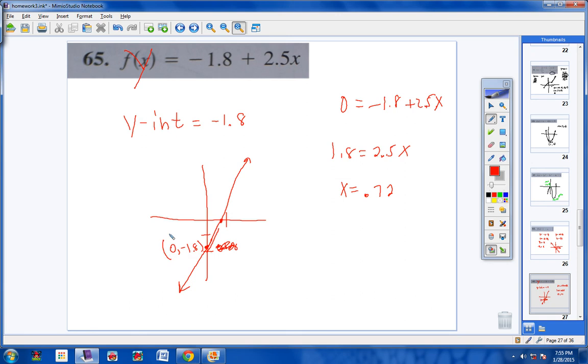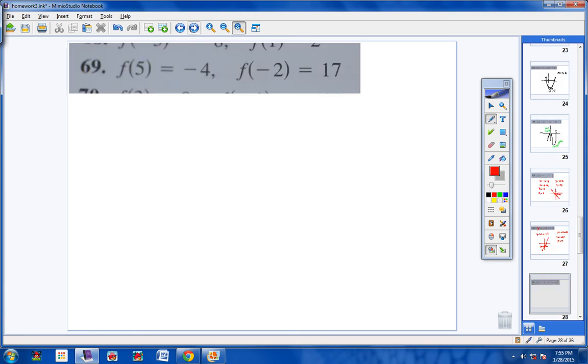Alright, okay, moving on to number 69. 69 and 73, the directions say to write the linear functions that have the indicated function values. Now, I didn't really go over this in your notes, but it's really pretty simple. Hopefully you remember how to do this. f of 5 equals -4 just means you have an ordered pair of 5, -4.